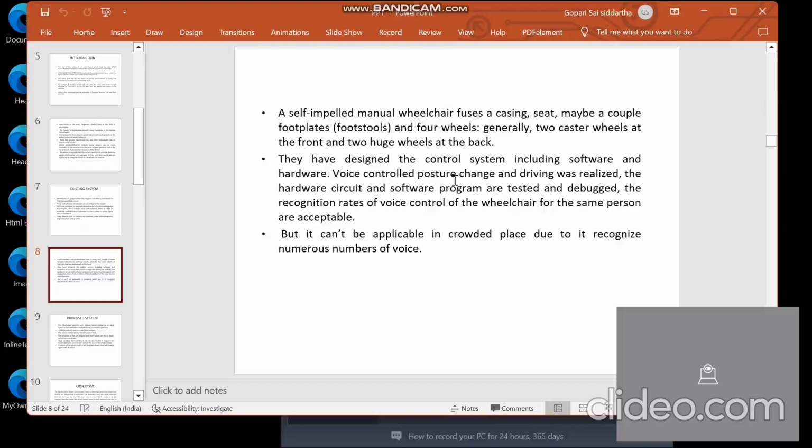A self-propelled manual wheelchair incorporates a frame, seat, maybe a couple of foot plates, and four wheels. Generally, two caster wheels at the front and two large wheels at the back. They have designed the control system including software and hardware. Voice controlled posture changing and driving was realized. The hardware circuit and software program are tested and debugged. The recognition rates of voice control of the wheelchair for the same person are acceptable, but it can't be applicable in crowded places because it recognizes numerous voices.